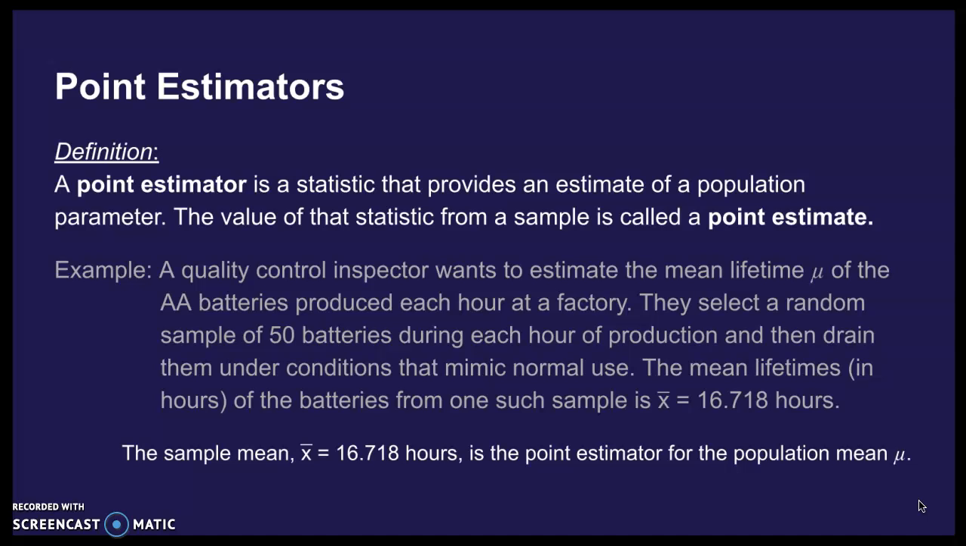For example, a quality control inspector wants to estimate the mean lifetime, mu, of the AA batteries produced each hour at a factory. They select a random sample of 50 batteries during each hour of production and then drain them under conditions that mimic normal use. The mean lifetime in hours of the batteries of one such sample is x bar equals 16.718 hours. That sample mean, x bar equals 16.718 hours, is the point estimate for the population mean mu.